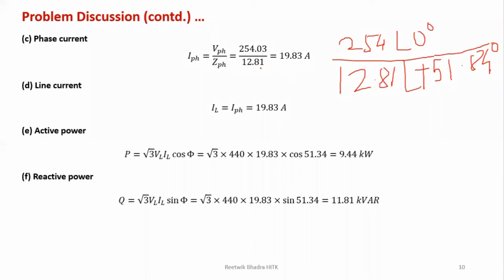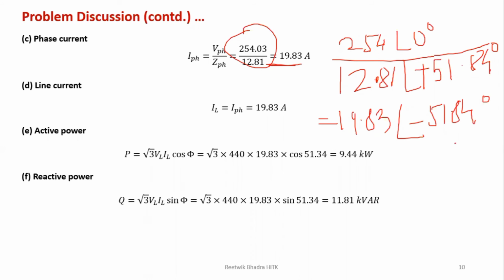Why have I shown it in terms of magnitude? Because there will be no confusion about the angle. See how I told you to do this division: 254 by 12.81 gives you 19.83 only. If you do it with angles, then you show the angle as 0 minus 51.84, giving minus 51.84. Both are the same, no problem.